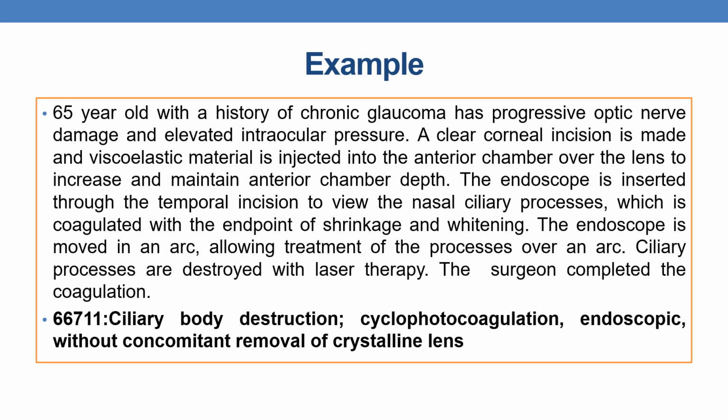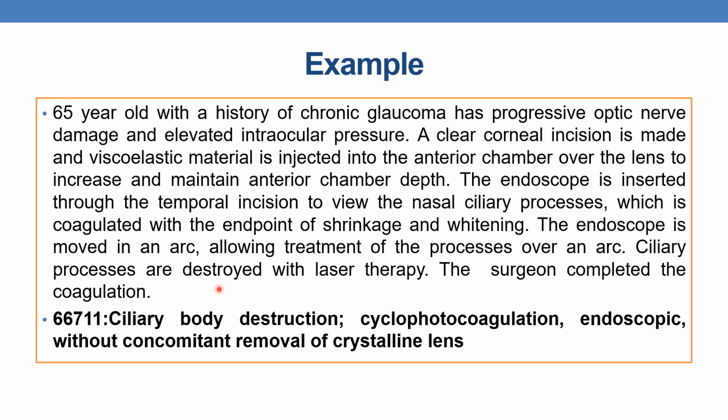Now let us see an example. A 65-year-old with a history of chronic glaucoma has progressive optic nerve damage and elevated intraocular pressure. A clear corneal incision is made and viscoelastic material is injected into the anterior chamber over the lens to increase and maintain the anterior chamber depth. The endoscope is inserted through the temporal incision to view the nasal ciliary processes, which are coagulated with the endpoint of shrinkage and whitening. Endoscope is moved in an arc, allowing the treatment of the processes over an arc.